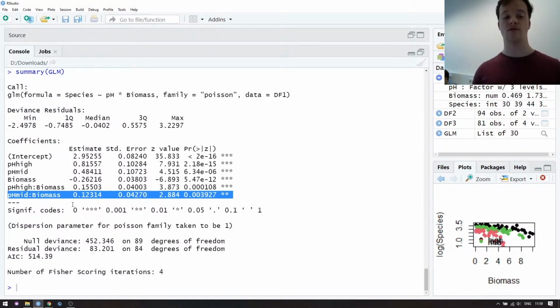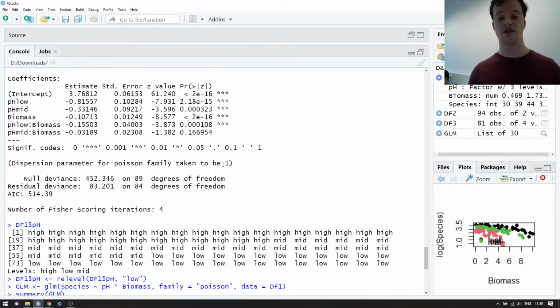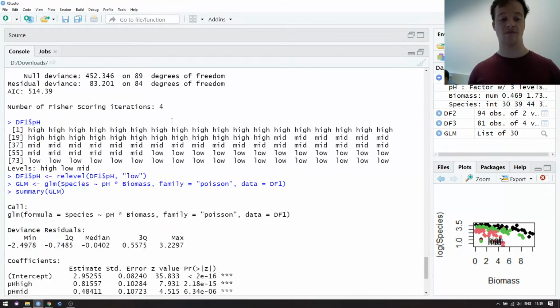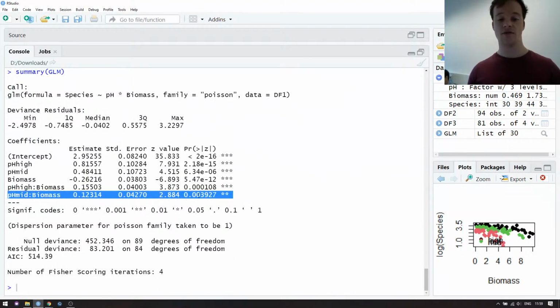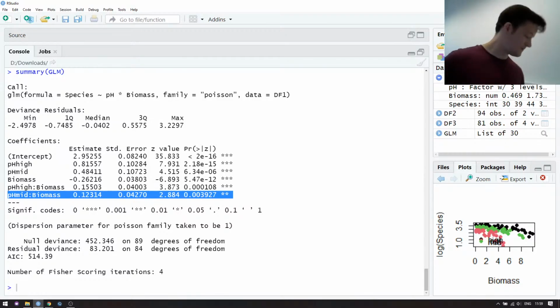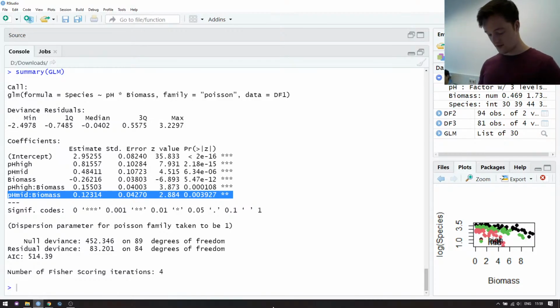So what this tells you is that high and mid do not differ significantly, high and low do differ significantly, and mid and low also differ significantly. And low and high we can also compare with this one. Does that answer your question? Okay.